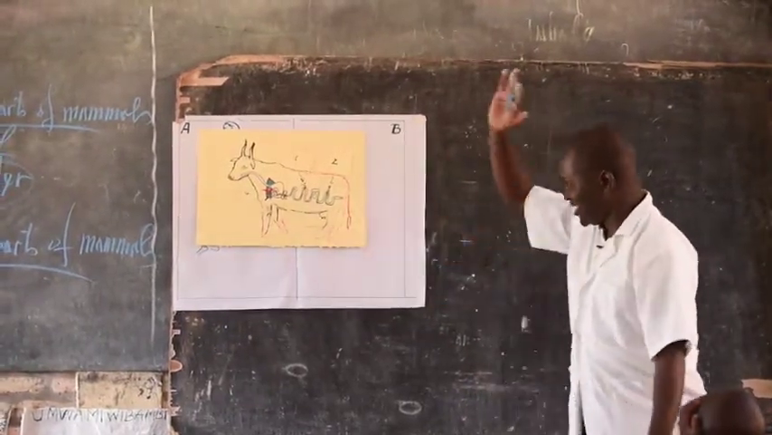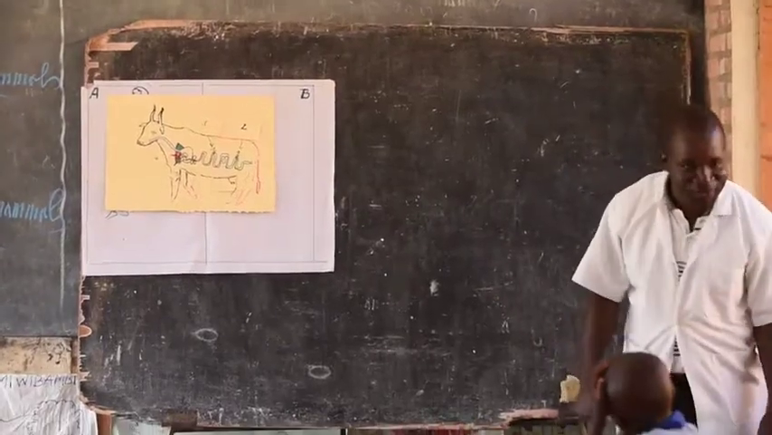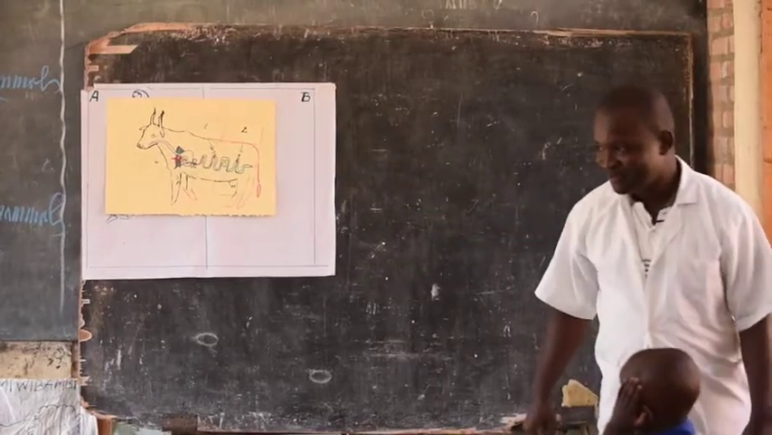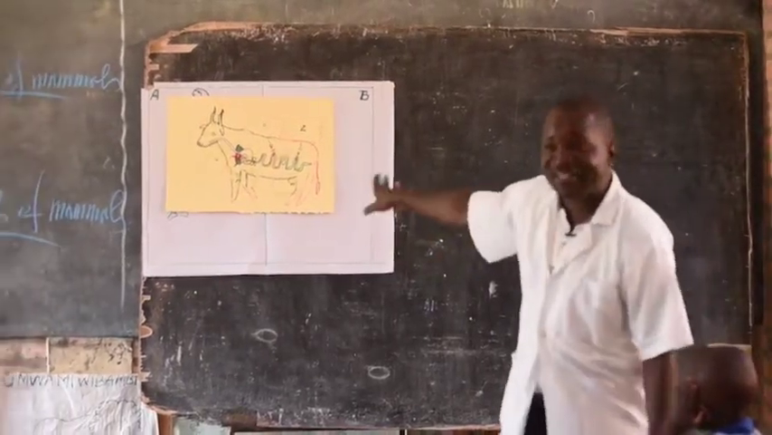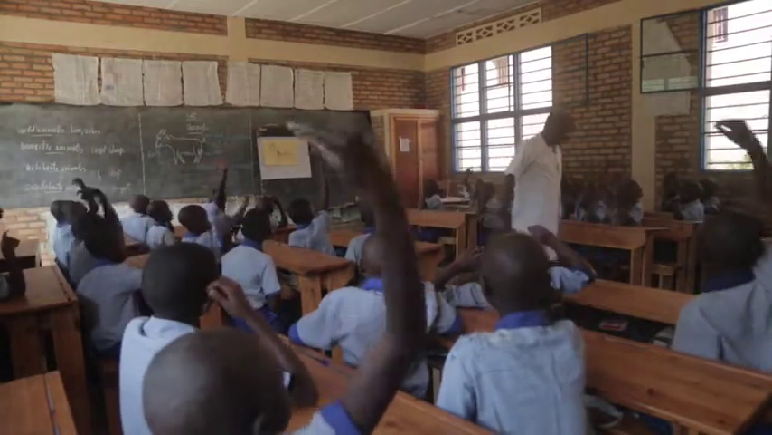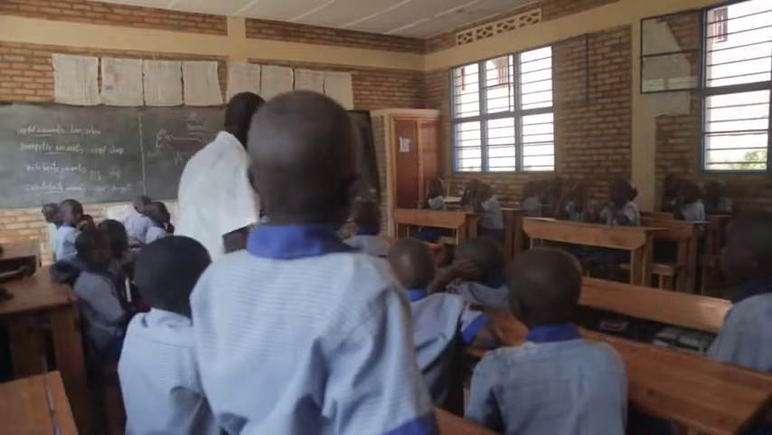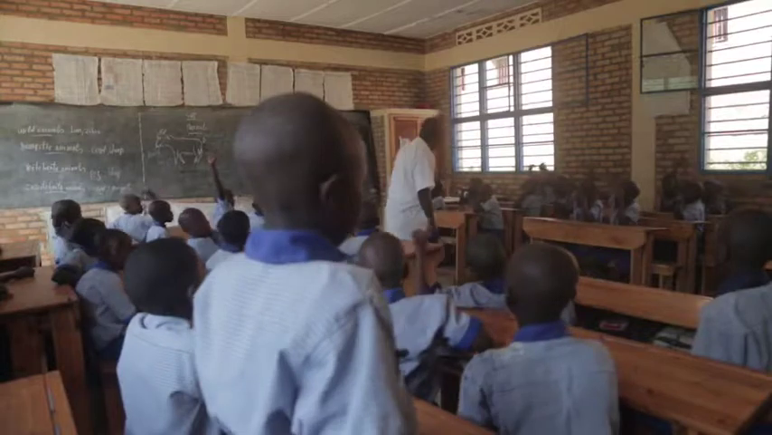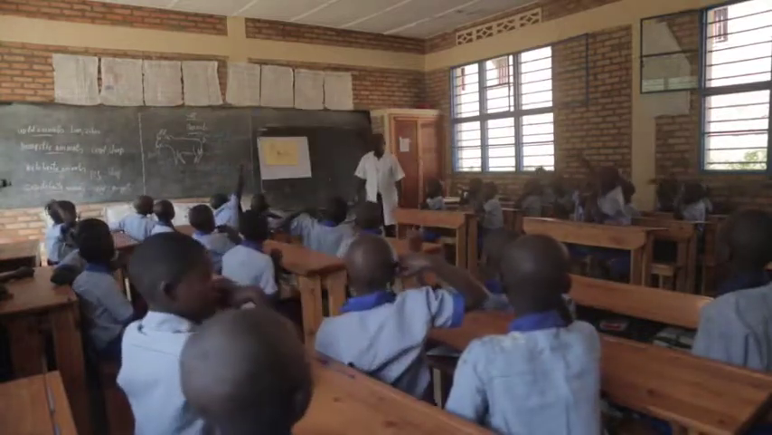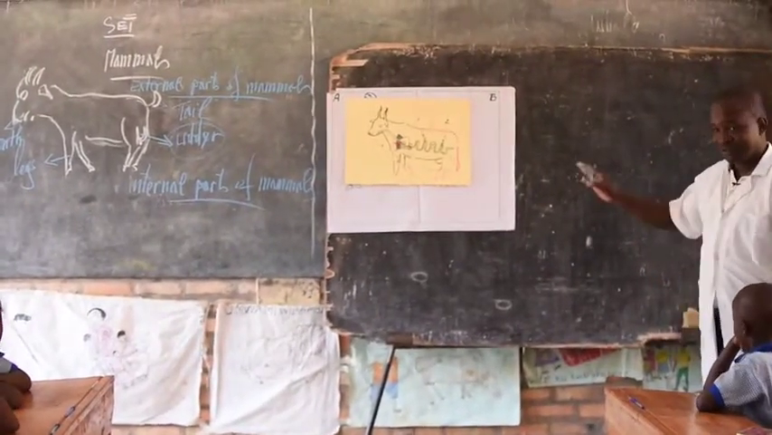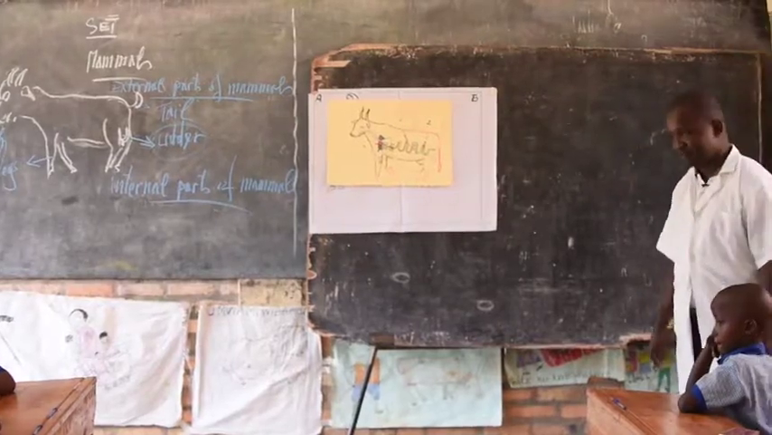Okay. Who can tell us anyone internal part of that cow? It has many parts that are inside, but who can tell us anyone internal part on that cow? In that cow there is a river. How can you go and touch on a river? Who can go and touch on a river in that cow? Sentia, come and touch on the river.